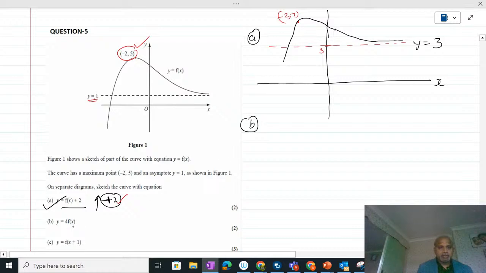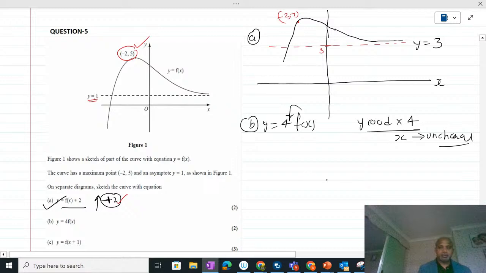B part, 4f(x). Now, here 4 is outside. It means the y coordinate should be multiplied by 4 and x will be unchanged. So x will not be changed. The y coordinate will be multiplied by 4. So same graph.